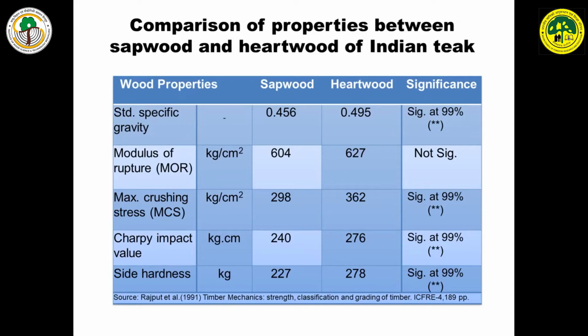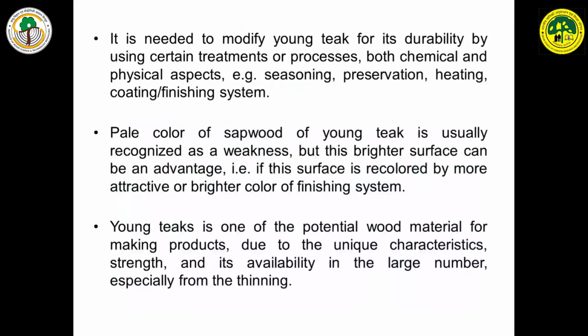Similarly, the hardness. Hardness is a very important property, particularly when we want to use the wood for flooring and similar applications. In case of teak heartwood, the side hardness was 278 kg, whereas the sapwood hardness was 227 kg. So there was a significant difference between the sapwood and heartwood.